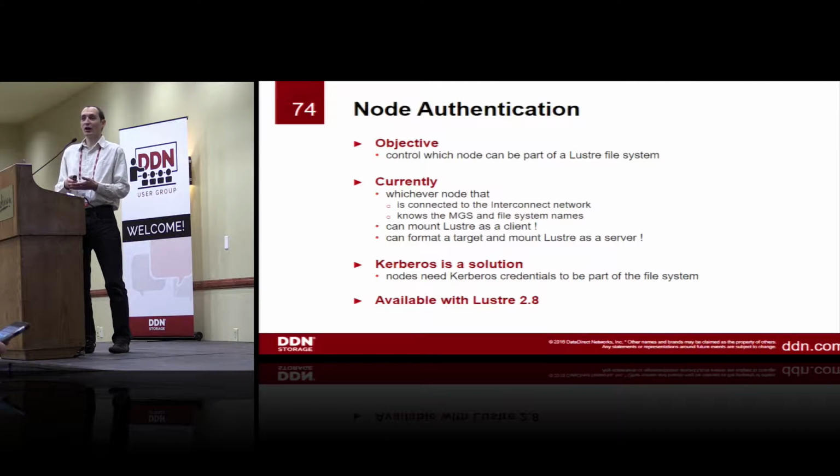By default, if you have a node that is connected to the interconnect network and if you know the address and the name of your file system, you can just mount Lustre as a client, which means that you will be able to access an existing Lustre file system. But even worse, you can add a device of your own as a new target to an existing file system. So it means that legitimate users will then store part of their data on your newly added target.